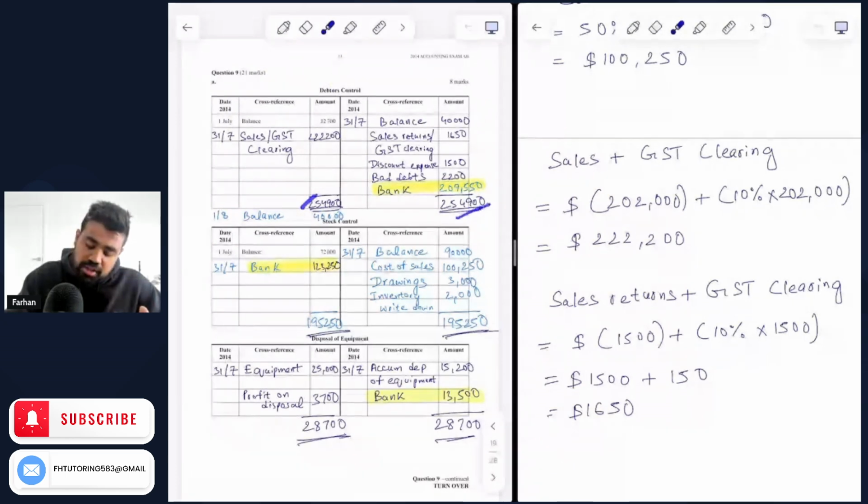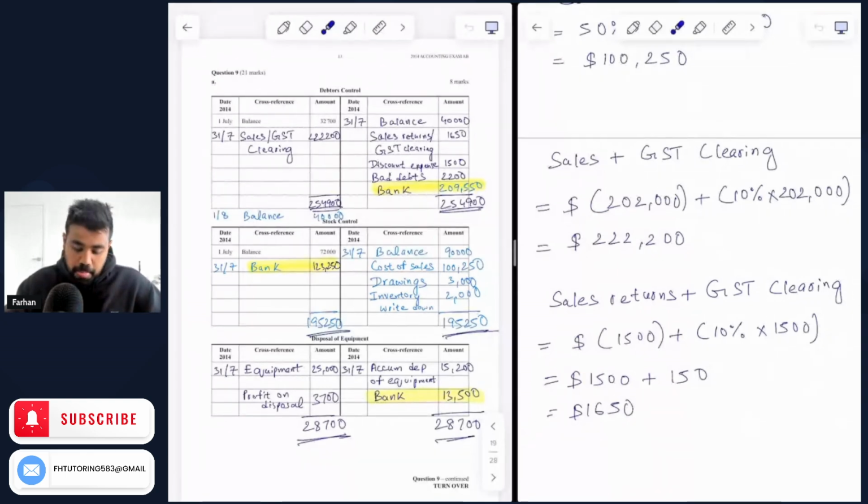So once you subtract everything else that you know, starting from bad debts, then discount expense, then the sales returns, including GST, and then the closing balance, the missing balance that you need on the credit side is $209,550, which refers to the cash that you have collected from your credit customers or from your accounts receivable. So this is known as cash received from accounts receivable, and this is $209,550, which is what we're going to be including in the cash flow statement as an inflow under the operating activities section later.